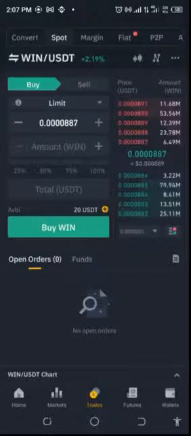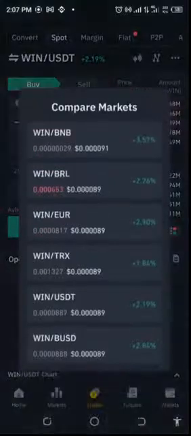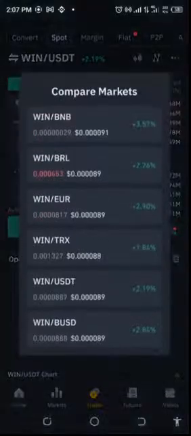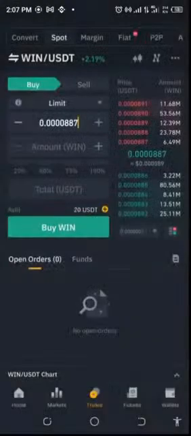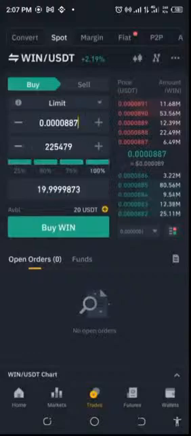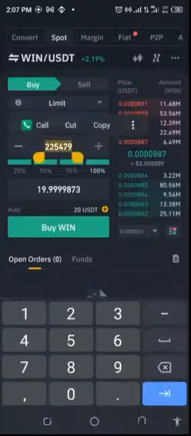USDT. So let's go over quickly to the compare markets and see what we have. We have Win USDT as 0.00000089 and Win BNB as 0.000091. So let's go ahead and try this out with the basic simulation using Win USDT. Let's work with our 20 USD that we have here. We're going to pick up about 100% and then cut that out and see what we're going to get.